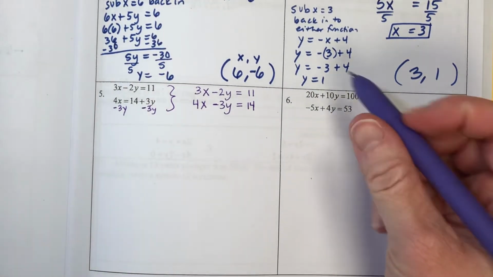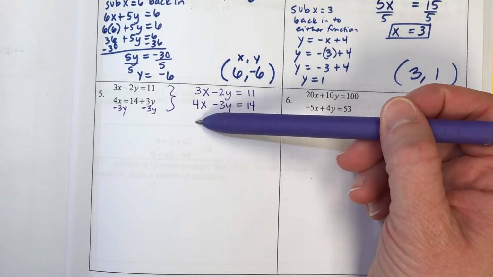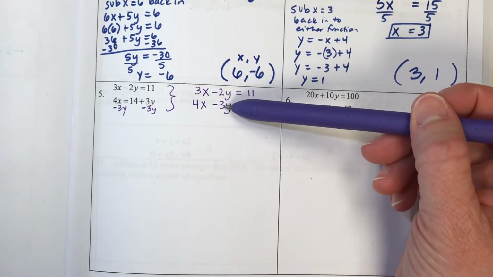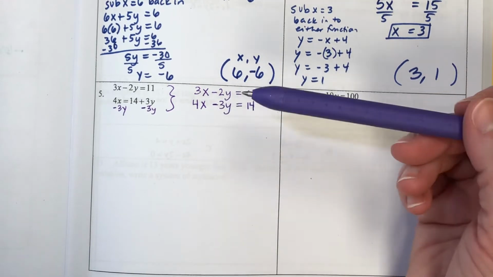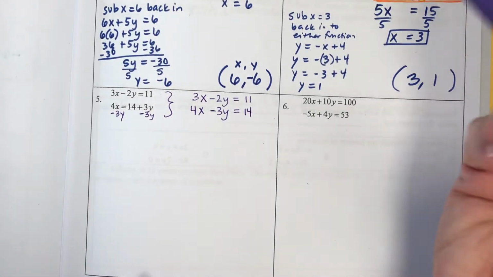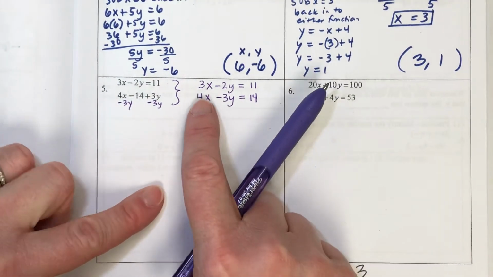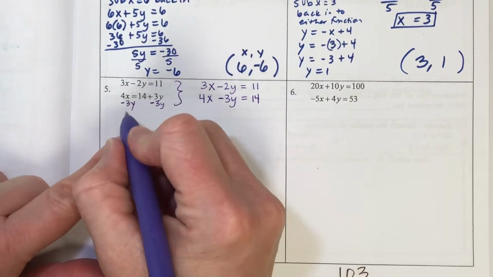Now, neither of my variables have coefficients that will cancel. So 3 and 4 don't cancel each other, and 2 and 3 don't cancel each other. So again, in this case, you get to pick, like we got to pick in the last one, which letter you want to eliminate, and then you're going to have to multiply your equations to make them the same coefficient so that they will be eliminated. So let's say I choose to eliminate x.